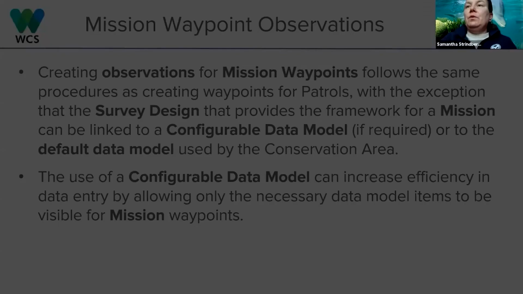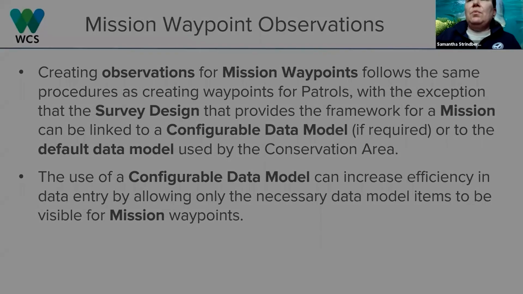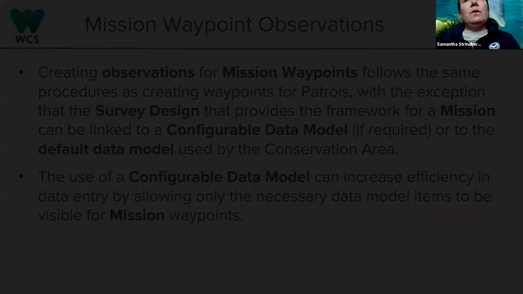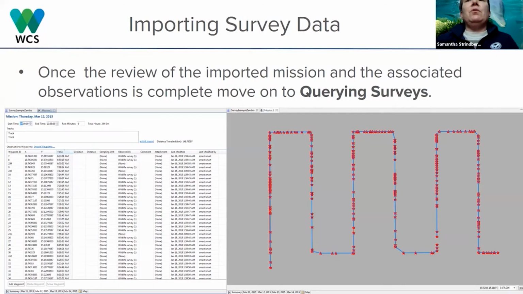So if you've previously used Smart for law enforcement monitoring, then you'll notice that the procedures for entering data from ecological surveys are pretty similar, except that you have choices whether to use a configurable or default data model. And as I mentioned before, the former allows for more efficient data entry. So once the data have been imported, then you can move on to some survey queries. In fact, you can use these queries as part of the data validation process, which is pretty handy.